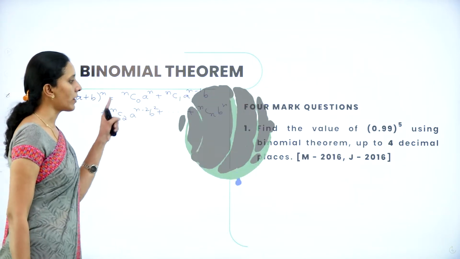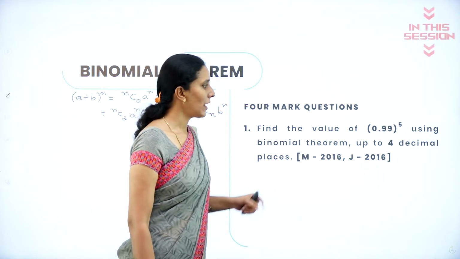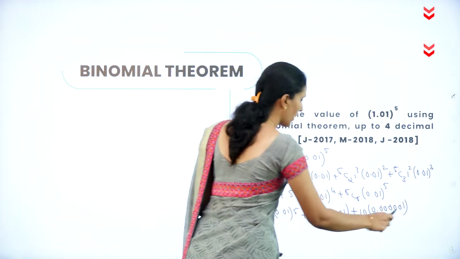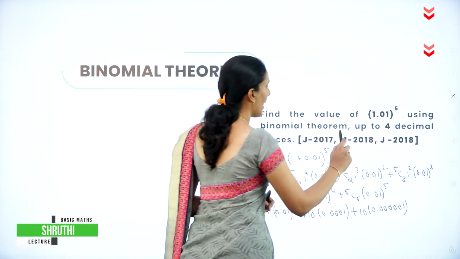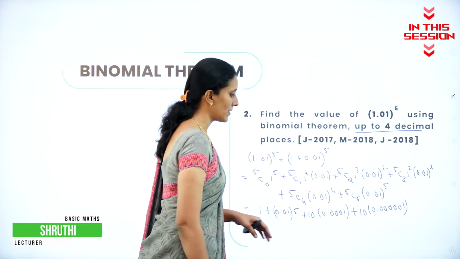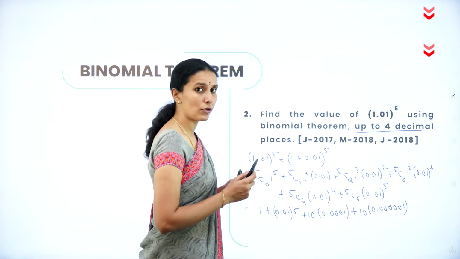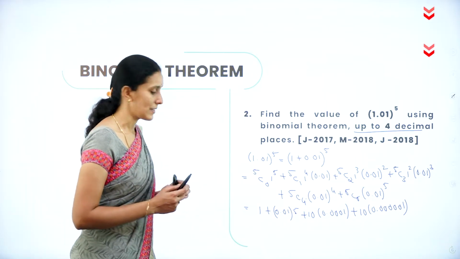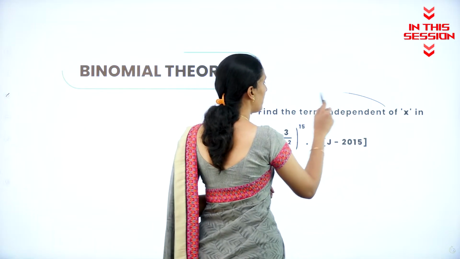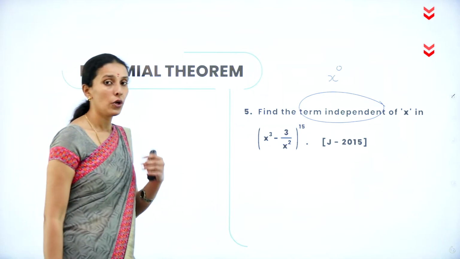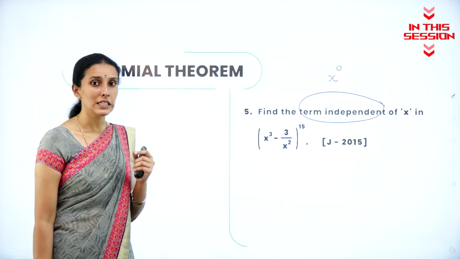So using this binomial theorem, we have to expand this 0.99 whole to the power 5. So we can stop here because we have to take up to 4 decimal places. So the other 2 terms are not required because we will round it off to 4 decimal places. Remember, term independent is nothing but we need to equate the coefficient of x with respect to the power 0.